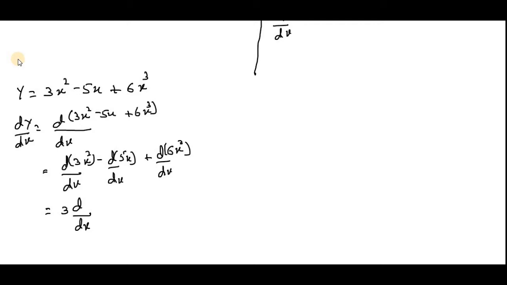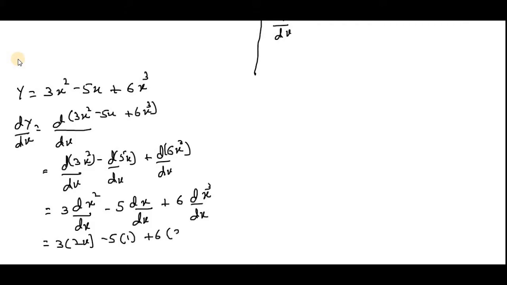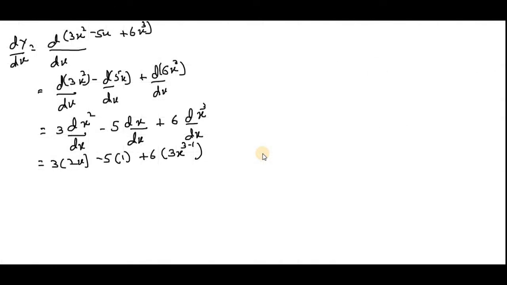Now 3 has been taken outside because we are applying the constant times function: 3 d by dx of x square minus 5 dx over dx plus 6 d by dx of x cube. Now 3 into 2x, applying power rule, minus 5, derivative of x is 1, plus 6, again we have applied the power rule, 3x raised to 3 minus 1.